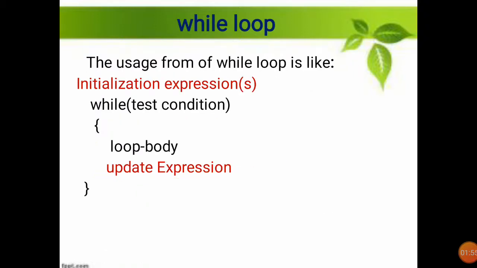Now, every loop has three important elements: initialization, test condition, and update expression. Initialization is necessary before entering the loop. The test condition is an expression whose truth value decides whether the loop body will be executed or not. The update expression changes the value of the loop variable.